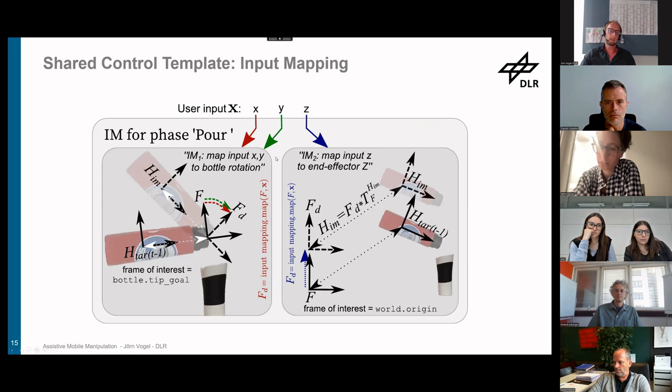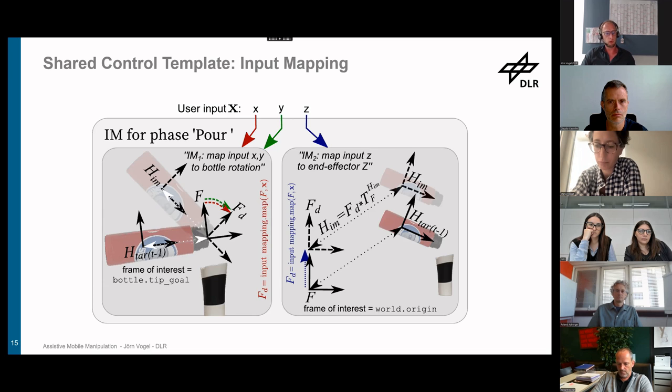Input mapping basically describes how we take the degrees of freedom of the user interface, three in this case, and map them to degrees of freedom in the task space. And those can be on the robot end effector or on the object the robot is holding. So for instance, if you want to pour into a mug and the lip of the bottle is already over the mug, you may want to assign the X and Y degrees of freedom to rotate the bottle around the tip, whereas the Z component can be assigned to moving up and down with the bottle to adjust the height from where you want to pour.